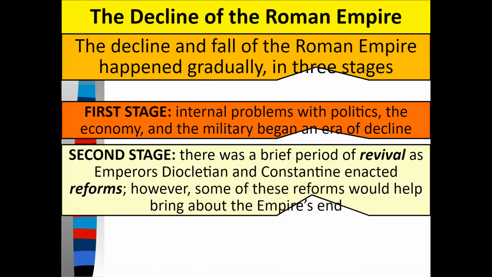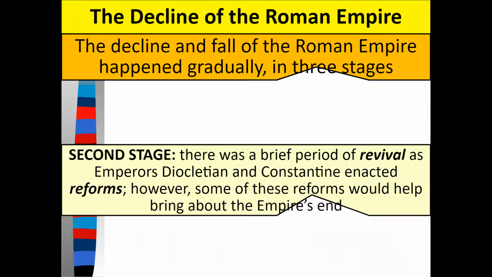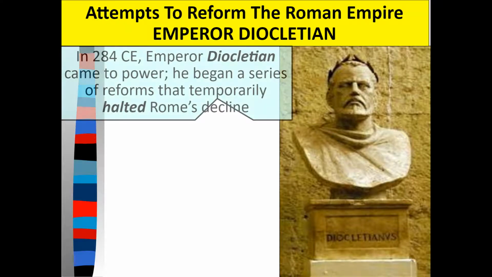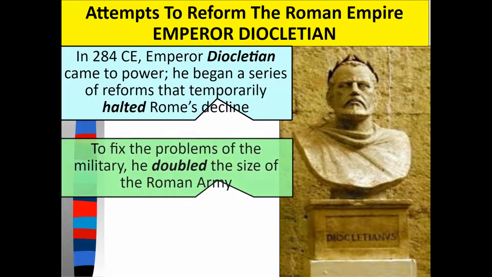Let's talk about the second stage now. And that's that brief period of revival as Diocletian and Constantine enact these reforms. However, some of these reforms, right, we talked about, are going to help bring the empire to an end. So, starting off, Emperor Diocletian. In 284 Common Era, right, Emperor Diocletian comes into power, and he begins a series of reforms that temporarily halt Rome's decline. To fix the problems of the military, he doubles the size of the Roman army.